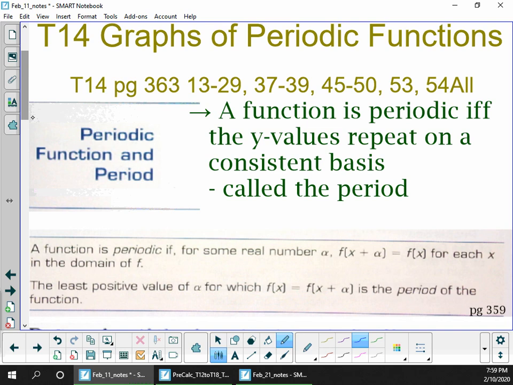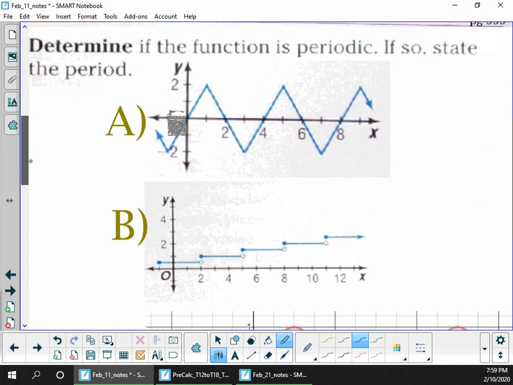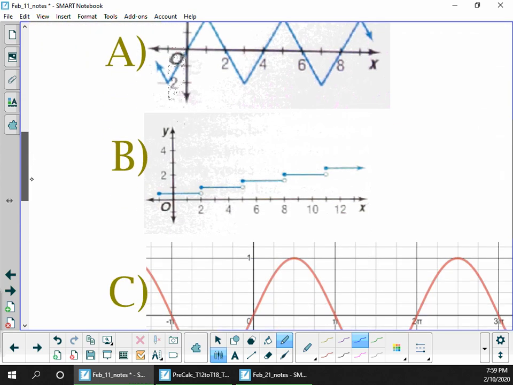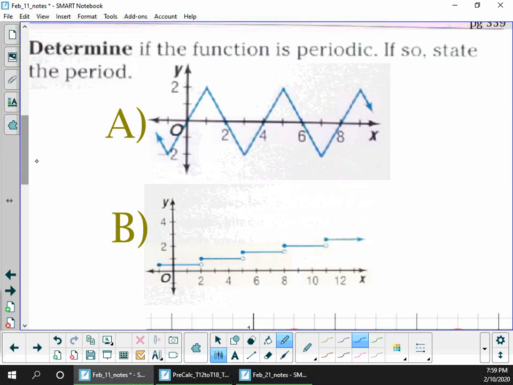So let's just see if we can determine if something is periodic. Here I've got a couple of graphs. I've got more down here. They're just too big to do it all at one time. Okay, so determine if the function is periodic. If it is, state its period.